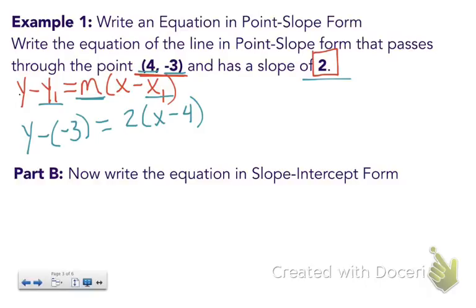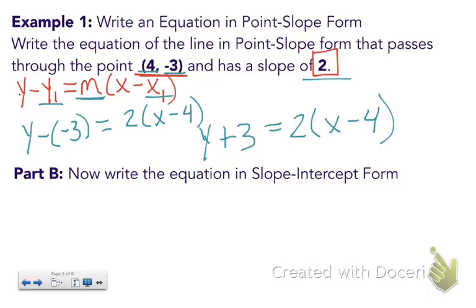So the only thing you have to do to finish this is to go ahead and make minus a negative 3 a plus. So y plus 3 equals 2 times x minus 4. And that would be the final answer for writing it in point slope form.